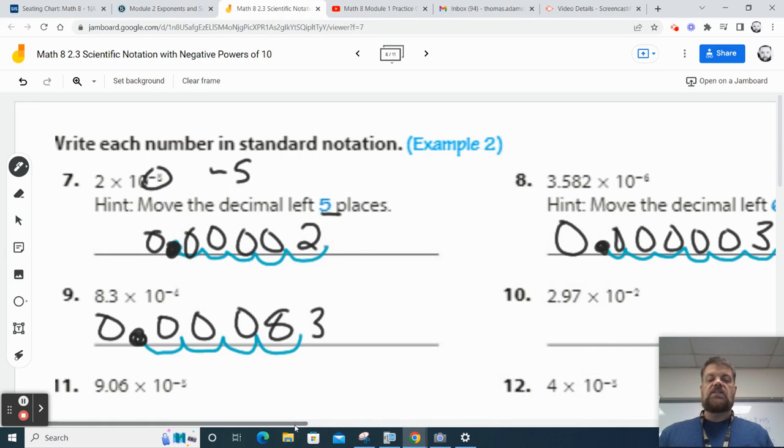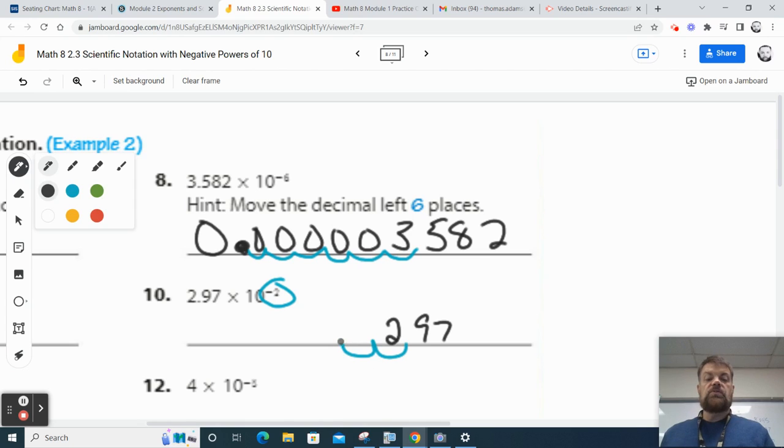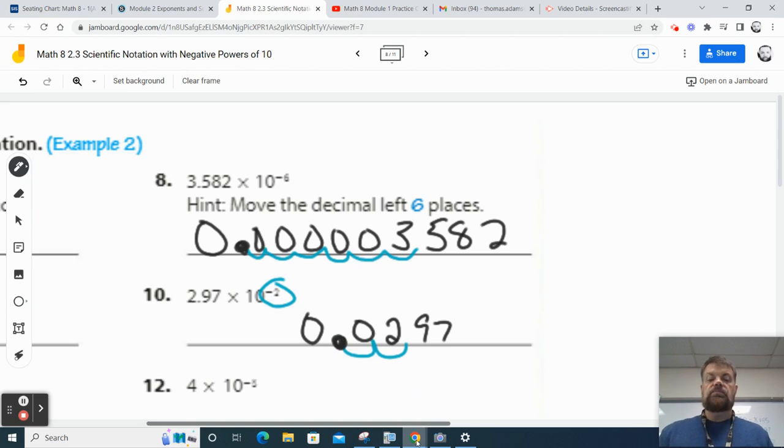Let's just keep cranking these out. I'm going to write down my 297 over here. How many spaces do I move the decimal? 2. So I'm going to go 1, 2. That's where my new decimal goes, right there. Boom. Put a 0 as a placeholder.